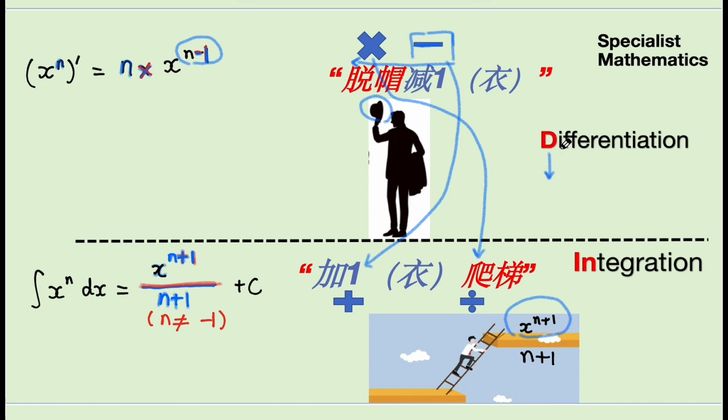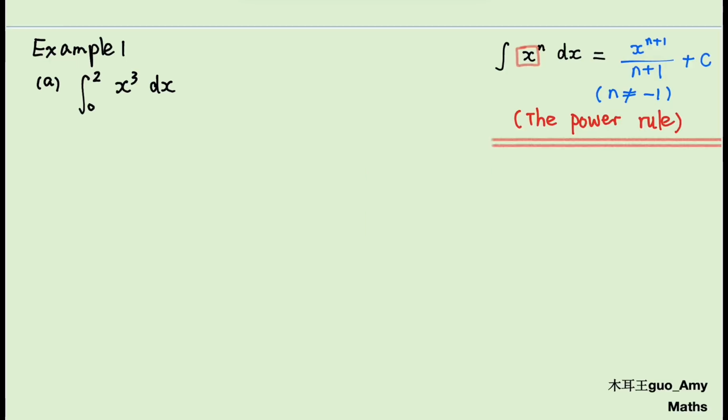We can link the differentiation to the word decrease. For integration, the power of x has been increased by 1. We can link the word integration to increase. Hopefully, the tip will help you remember these two formulas. Now let's look at the application of the formula in calculating the definite integral.